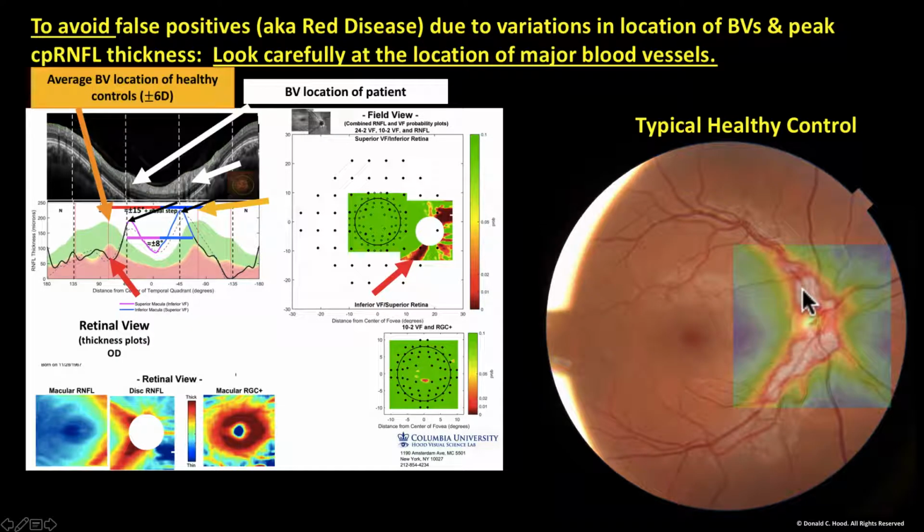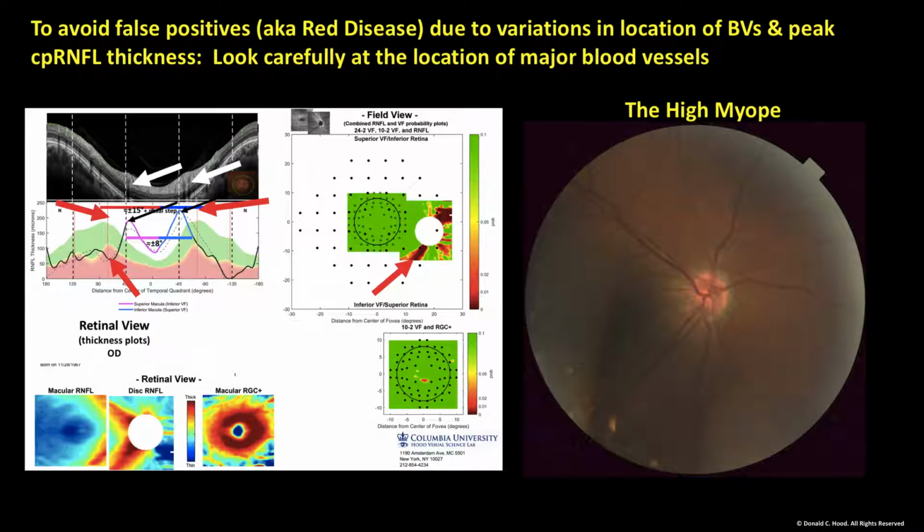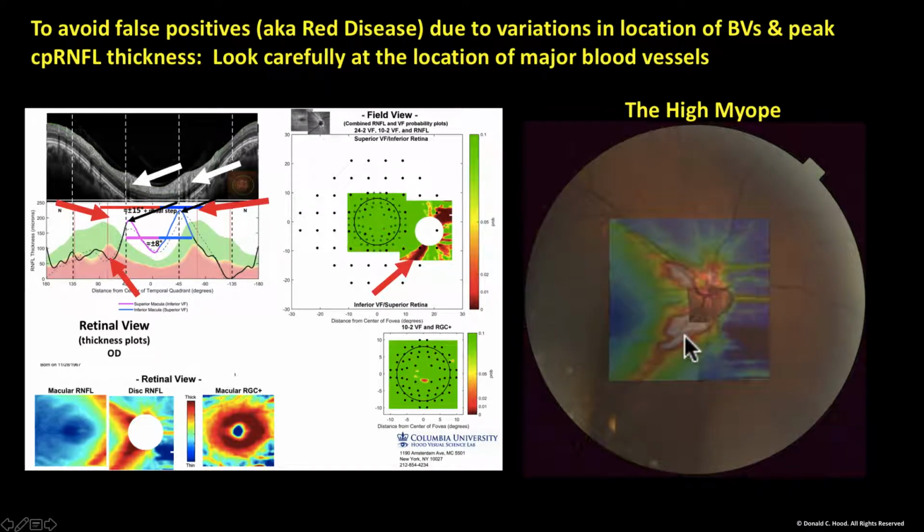Let's make this transparent so you can see it more clearly. So that's typical. This patient here does not have an arcuate defect. This is due to a more central location of the temporal veins and arteries, and this is not atypical, as in it is typical, of high myopes. Right? So here's the fundus photo for this eye. You can see these vessels are coming off more temporally, and the thickness corresponds to them. Again, let's make that transparent.